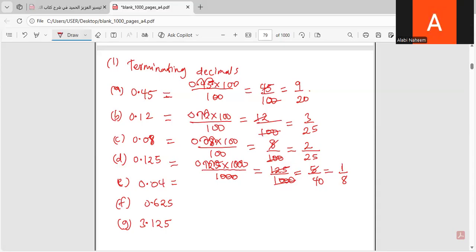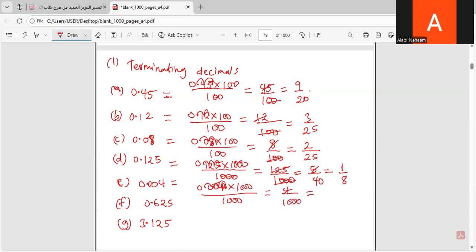Oh, it is 0.04. So it has 3 digits after the decimal point. That means multiply by 1,000 and also divide by 1,000. That's not to alter the number. For the numerator, move the decimal point to the right 3 times. 1, 2, 3. It's now a whole number. You now have 4 over 1,000.